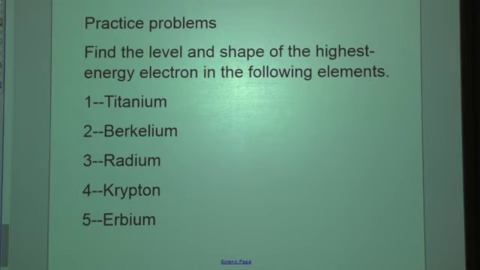Your practice problems: level and shape of the highest energy electrons in these 5 elements. Good luck.